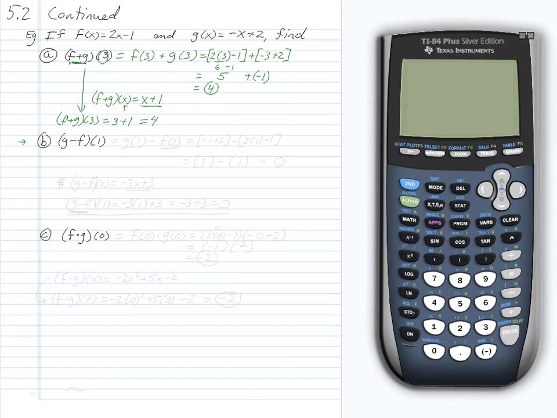So let's look at another of this type of question. One way we could handle this would be to think of the definition, which says this is equal to g of 1 minus f of 1, which would be g would be negative 1 plus 2, and we are subtracting f of 1, which would be 2 times 1 minus 1. Okay, so that's 1 minus 2 times 1 minus 1 would be 1 also, the result being 0.